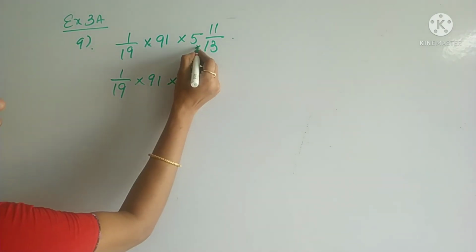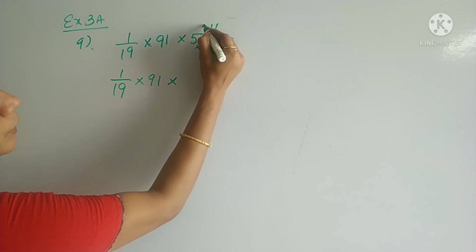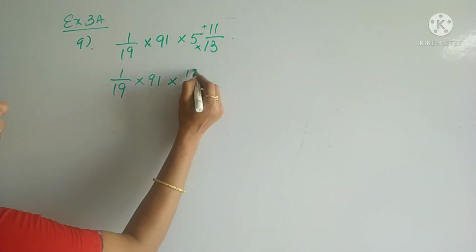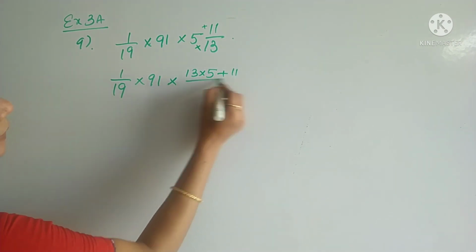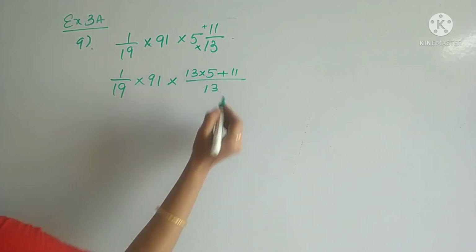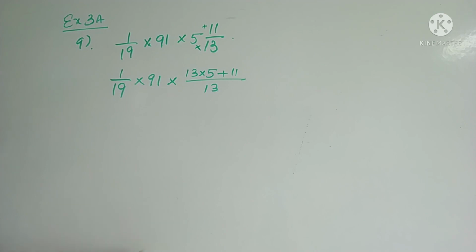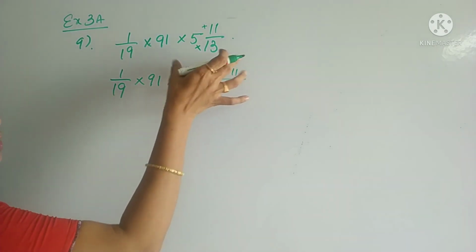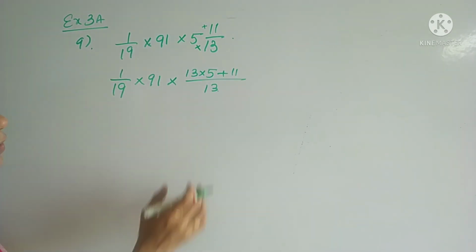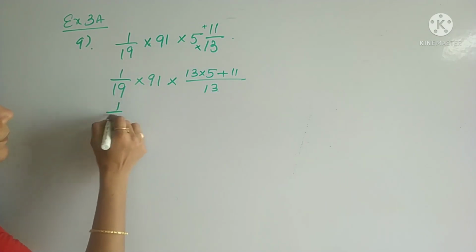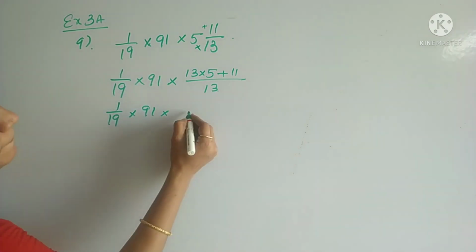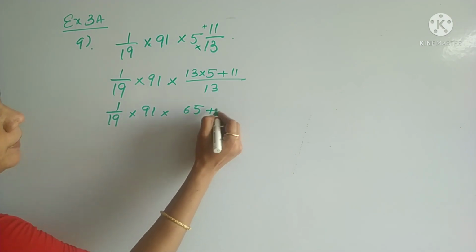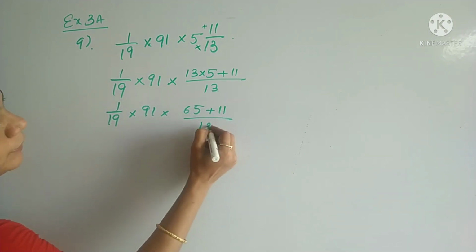How to convert this one? Here you have to multiply and here you have to add. 13 into 5 plus 11 divided by 13. Denominator you have to write as it is. Only the change will come in the numerator only. Now do 13 into 5. So remaining write as it is. 65 plus 11 by 13.